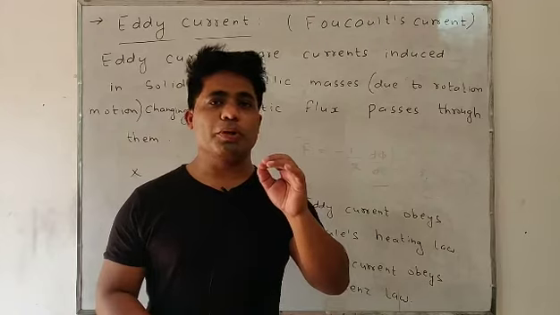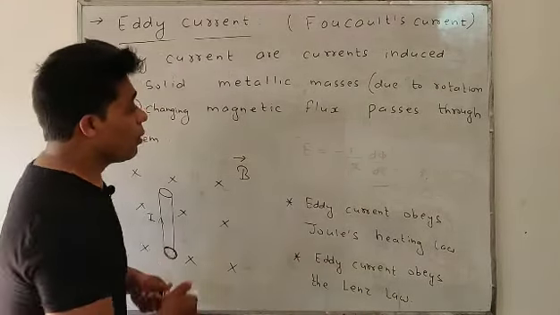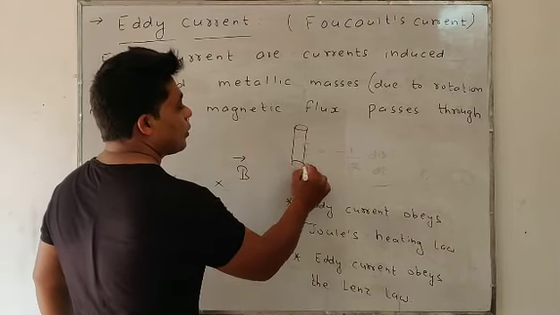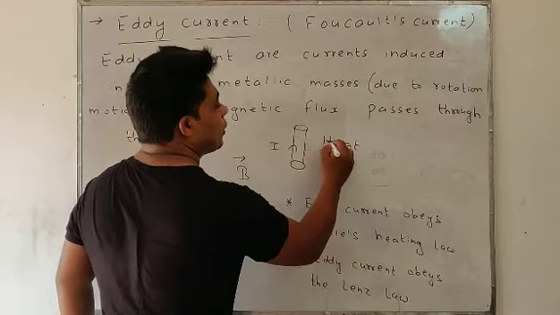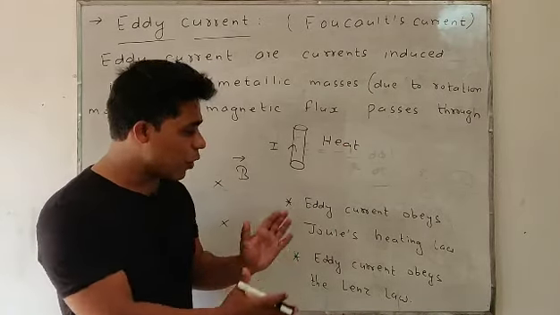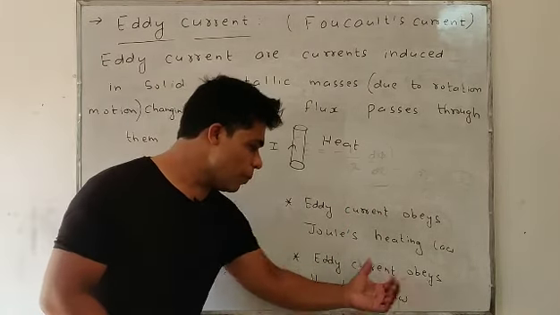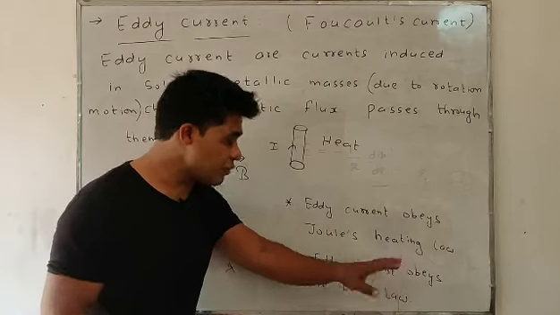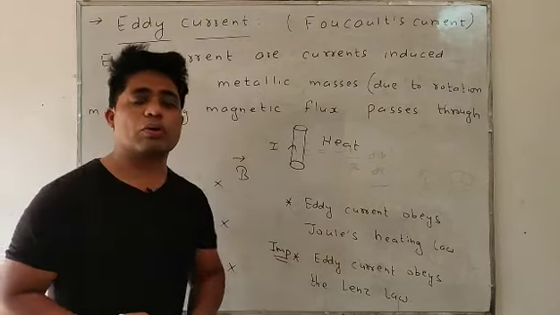Okay, the most important thing: eddy current obeys Joule's heating law. Whenever eddy current is set up in that metallic rod, it produces heat, a large amount of heat. That's why it follows Joule's heating law. And the second point, eddy current obeys Lenz's law. That is one of the most important points. It follows Lenz's law. How?